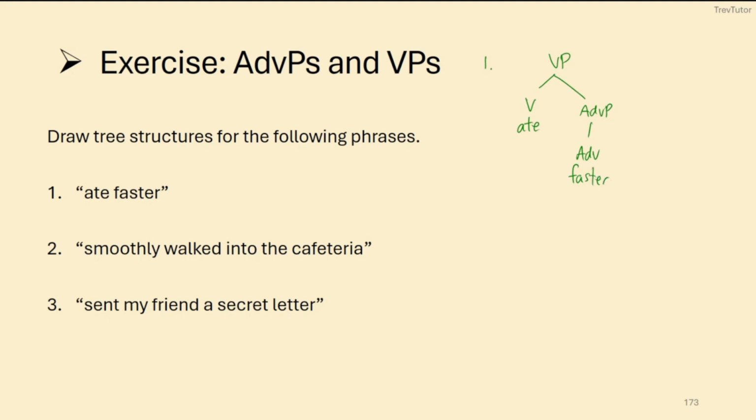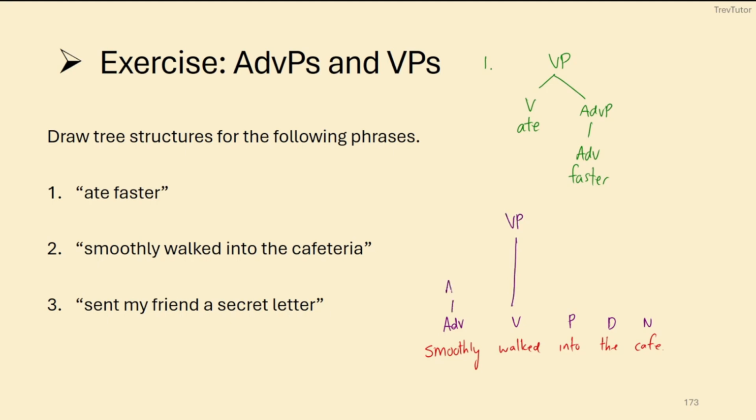Let's do bottom up for smoothly walked into the cafeteria. So smoothly walked into, and I want to shorten cafeteria to cafe. Not quite the same thing, but we understand what it means. So in terms of labeling, smoothly is an adverb. It's describing how the walking happened. Walked is the verb. Into is a preposition introducing a noun phrase consisting of a determiner and noun for the cafeteria. So this is going to be a verb phrase.